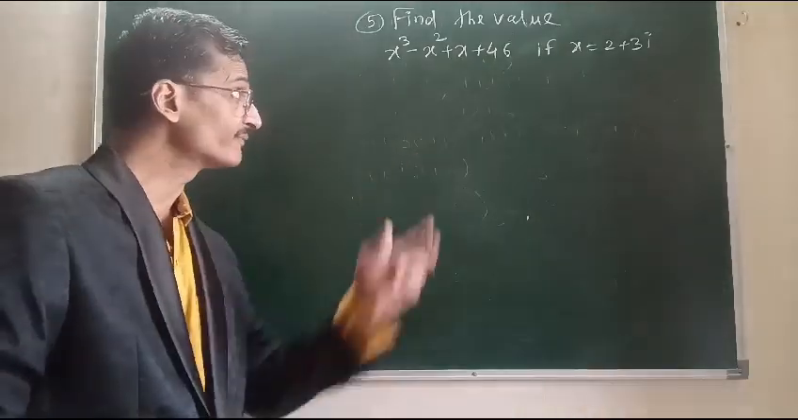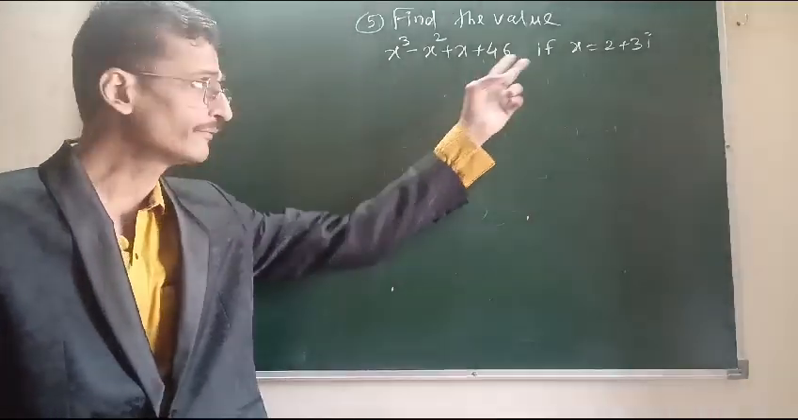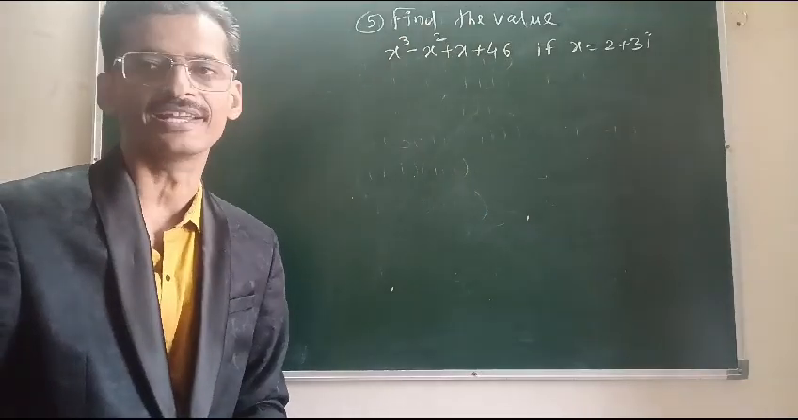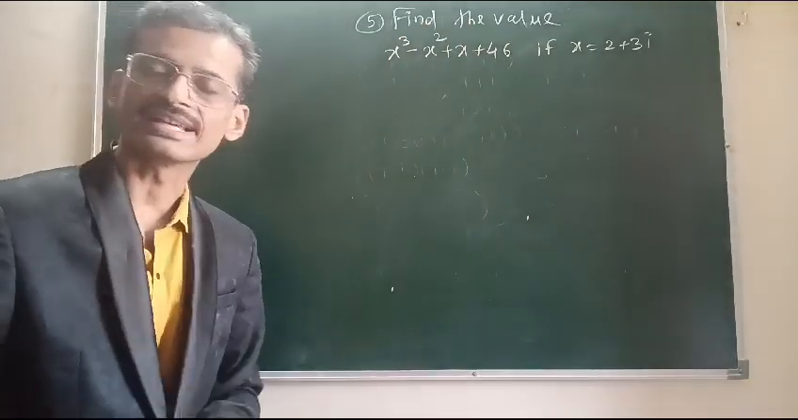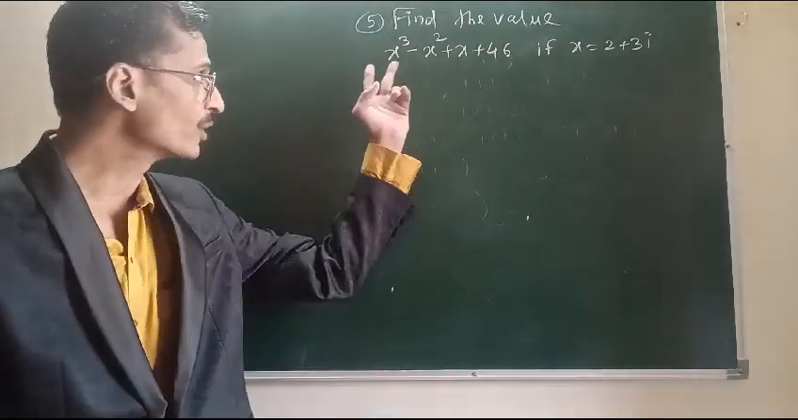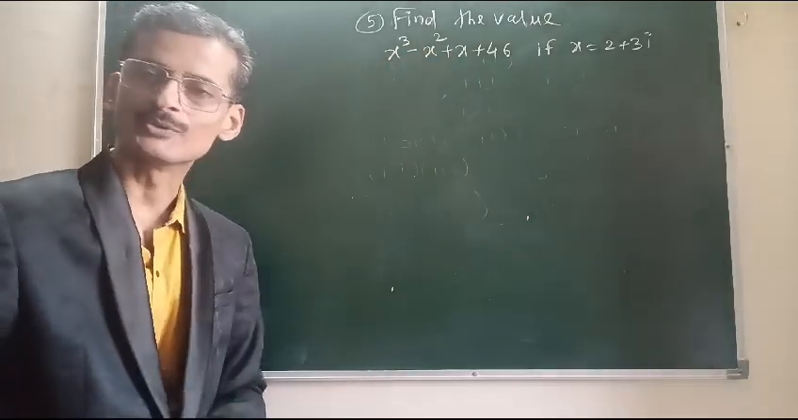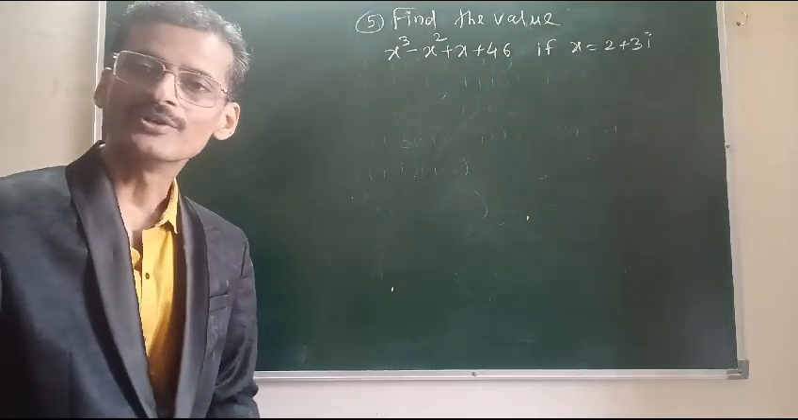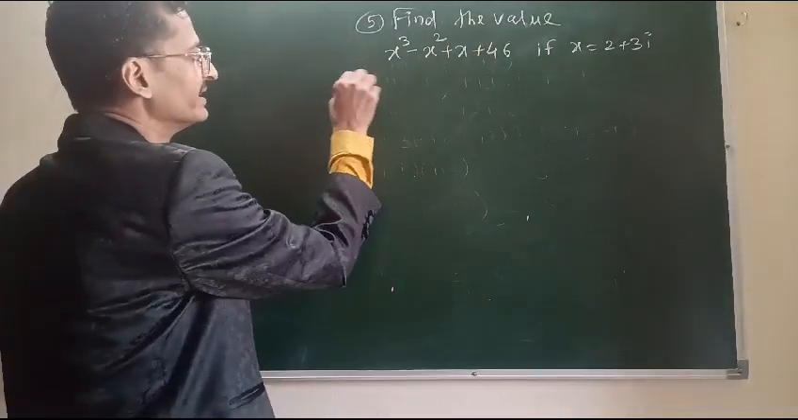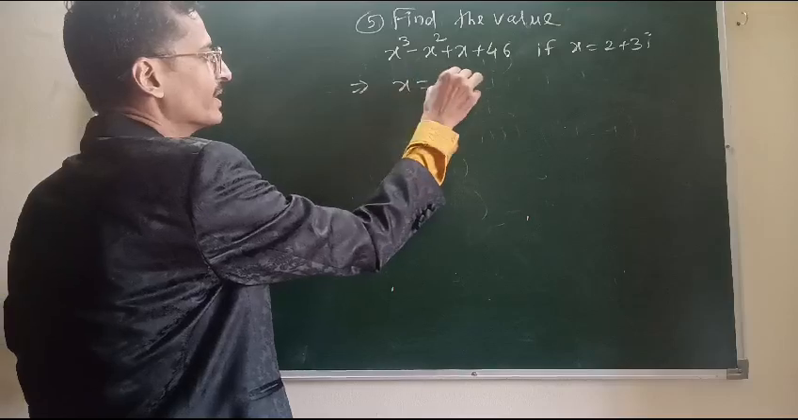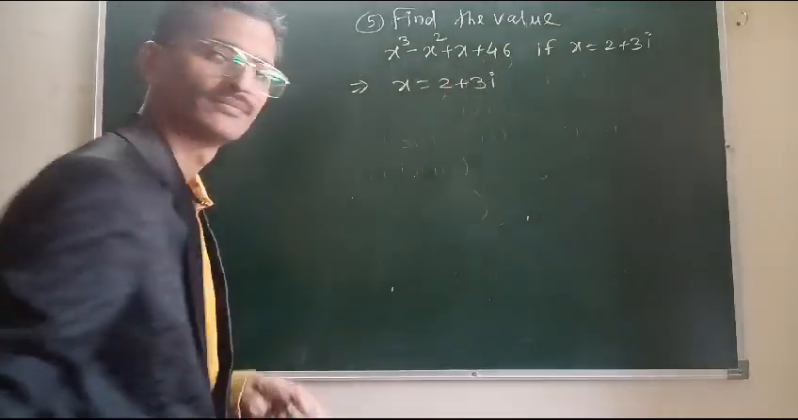Now the question is, find the value of this if x is 2 plus 3i. So for this value of x, 2 plus 3i, we have to find the value of this. So don't write directly x is equal to 2 plus 3i. Now here, first start with this given thing, x is equal to 2 plus 3i.